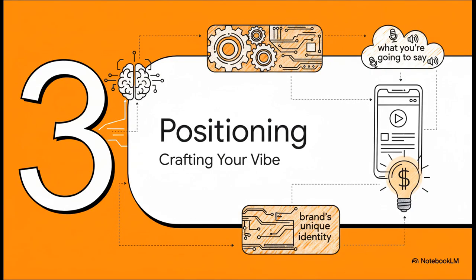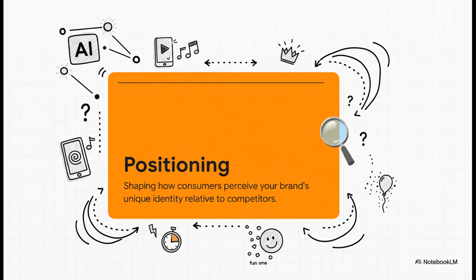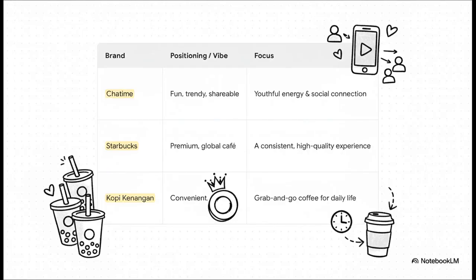All right, so you know who you're talking to and you know where to find them. The last piece of the puzzle is deciding what you're going to say. And that is the art of positioning. It's all about crafting your brand's unique vibe. Positioning is all about the feeling your brand gives off. It's not just what you sell, it's about what you stand for inside the customer's mind. Are you the premium choice, the convenient one, the fun one? That's your positioning. This table lays it out perfectly.